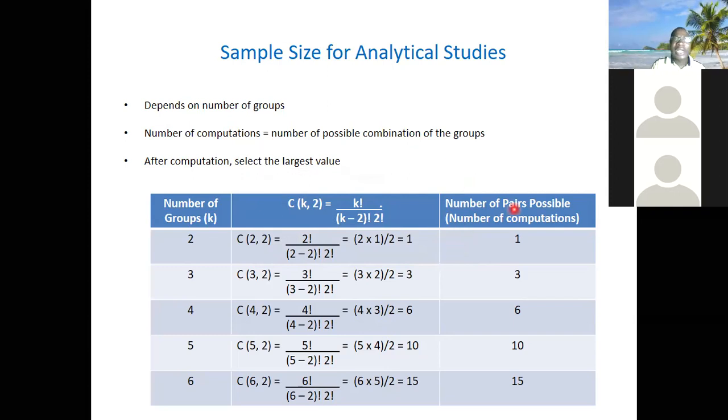Because in calculating the sample size, looking for difference between groups, you have to pair them, take them 2 by 2. If you have 2 groups, we have already said it's only one way. Look at it, the formula gives us 1 possible pair. That is the number of computations you're going to have. If there are 3, that's 3 combination 2. How many ways can you pair? We have already said 3. If you calculate it, it gives you 3. If there are 4 groups, you can pair 4 groups in 6 ways. That shows that you're going to calculate 6 sample sizes, use them in different pairs to calculate, to be able to get the largest value to use as your sample size. Then if it is 5, 10, and if it is 6, 15.